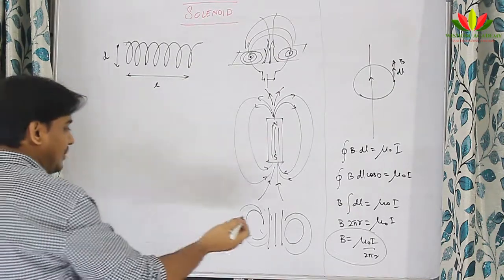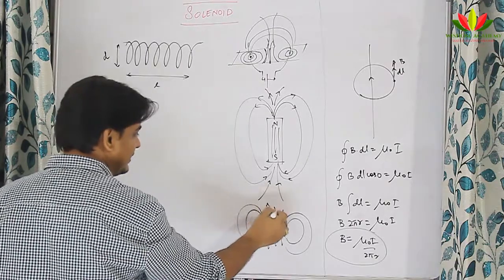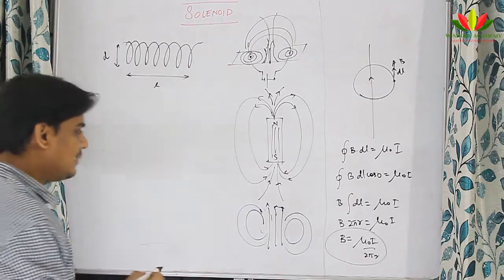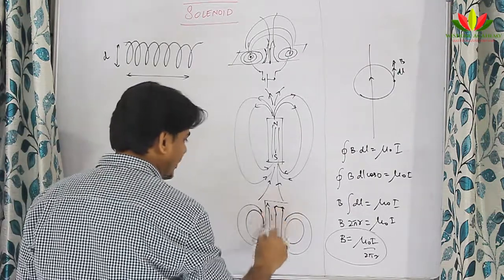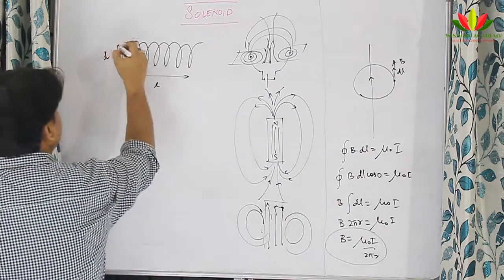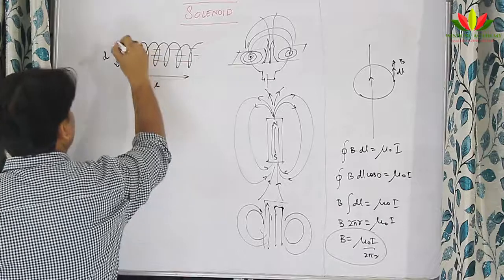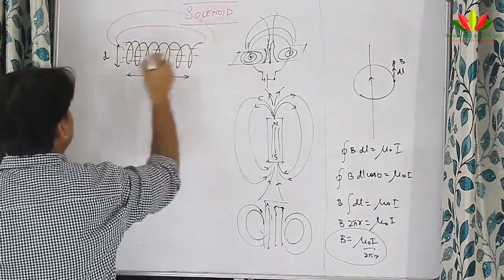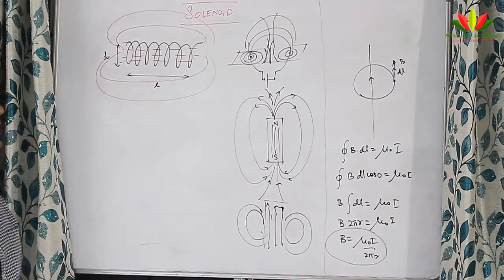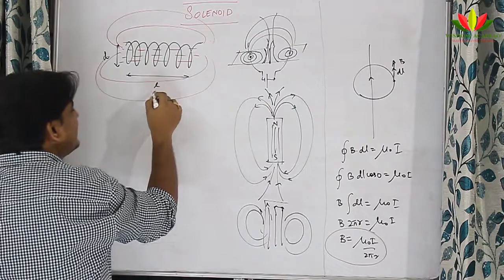So if I am drawing the magnetic lines of force, I have drawn it here. It looks something like that. And one thing I want to tell you is that the magnetic fields are very strong inside a solenoid. If I want to draw the magnetic lines of force here, I will draw it like this: inside like this, outside like this. So the magnetic lines of force are very strong inside but very weak on this part.